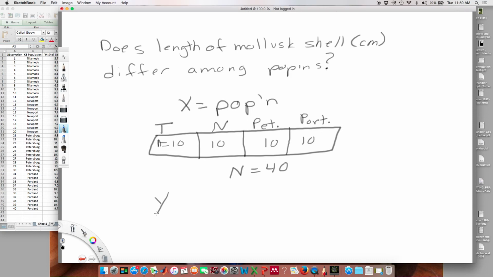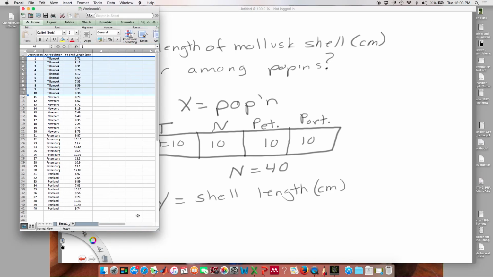And keep in mind, my dependent variable I'm looking at, although we don't draw it out in the statistical design, is shell length in centimeters. Okay, so this is the question we're asking. Does the length of the mollusk shell differ among populations? And we can address that question by using a one-way ANOVA. The next video will show you how to take this raw data that we have in our Excel file, which is right here, put that into SAS JMP, and actually run the test. So tune into the next one.